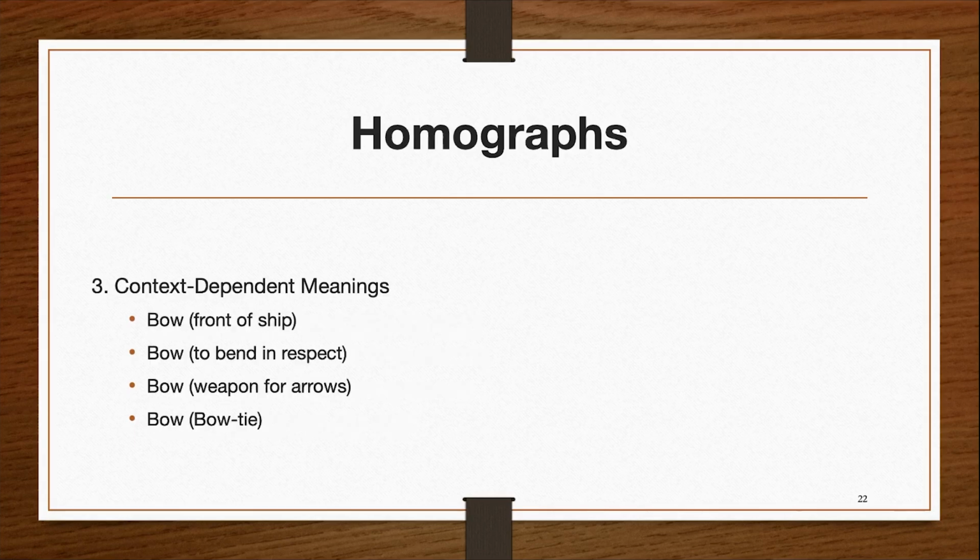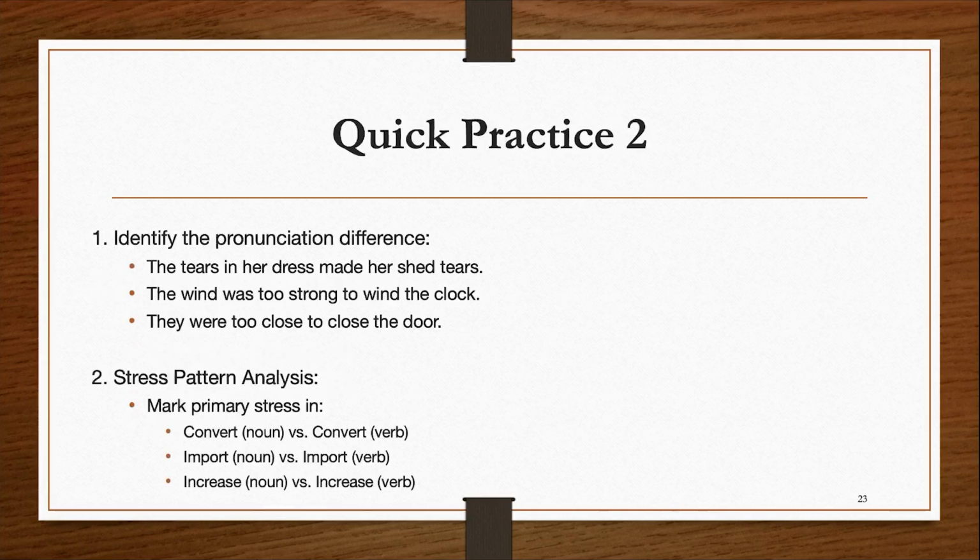Context dependent meanings. For example, we say bow, that is front of a ship. Whereas we say bow, bend in respect. And then we say bow, weapon for arrows, and then we say bow for a bow tie. So there are context dependent meanings as well.